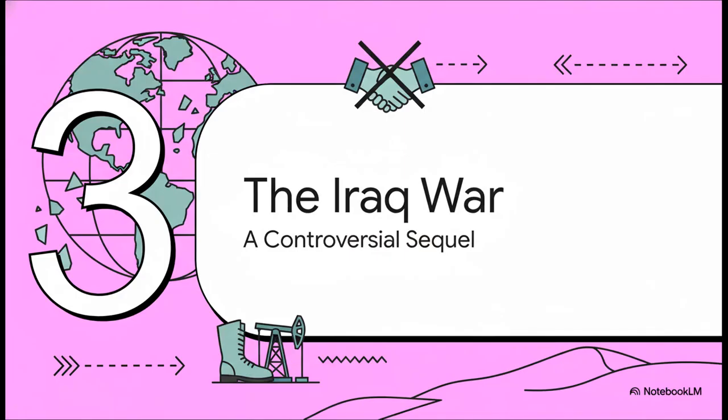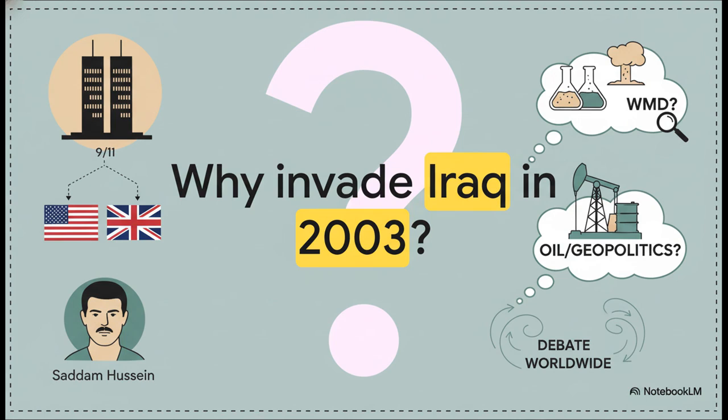And this brings us to the third and final major conflict in our period, the 2003 invasion of Iraq. Now, if the first Gulf War was a moment of pretty broad international agreement, this war was the total opposite. A deeply, deeply controversial and divisive sequel. This is the central question, and one you might well face in an exam. Why, in the shadow of 9/11, did the US and the UK suddenly shift their focus from al-Qaeda in Afghanistan back to Saddam Hussein in Iraq?